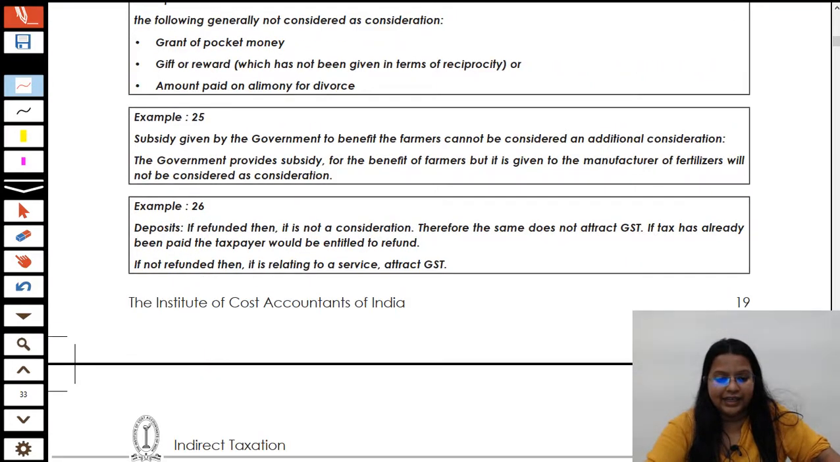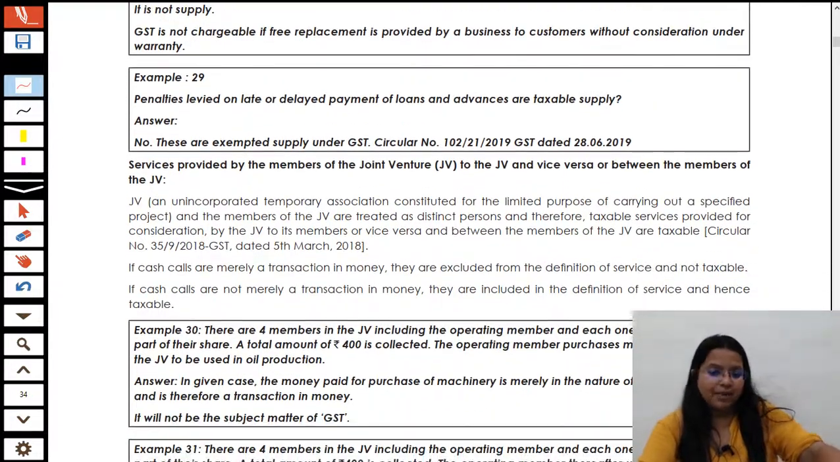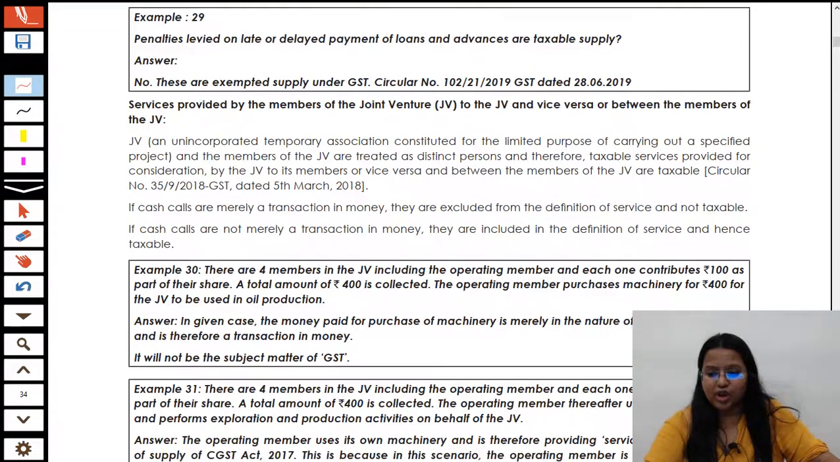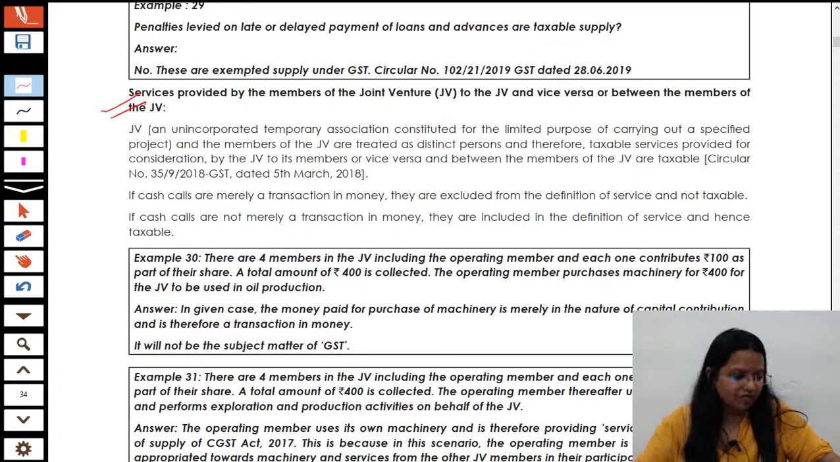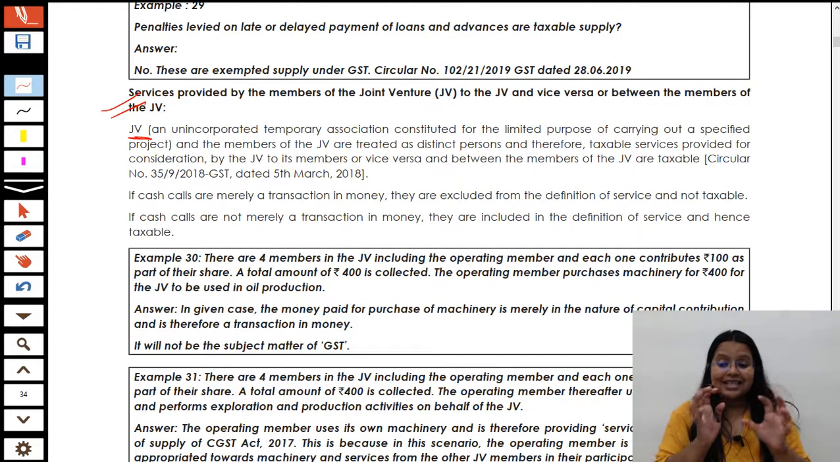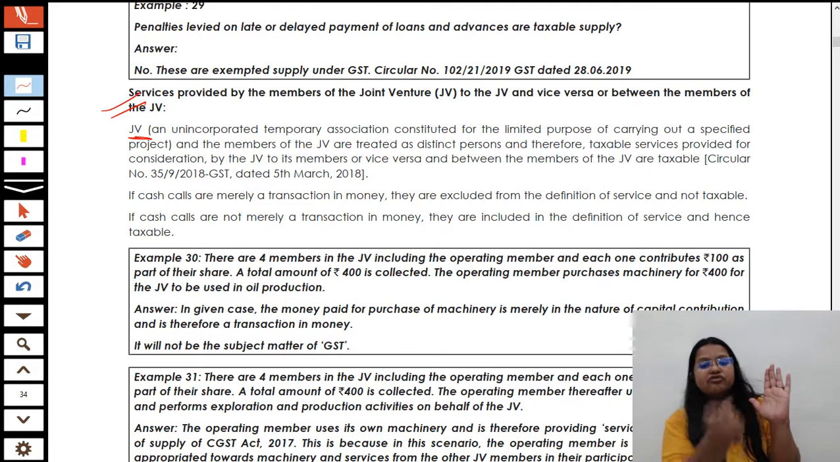So now the next point is, students, services provided by the members of the joint venture to the joint venture and vice versa, or between the members of the joint venture. What does it mean, students? First of all, let's understand what we mean by joint venture. A joint venture means an unincorporated temporary association. Why is it a temporary association? Because this association has been constituted for a limited purpose. When that purpose is completed, they will wind up that joint venture.